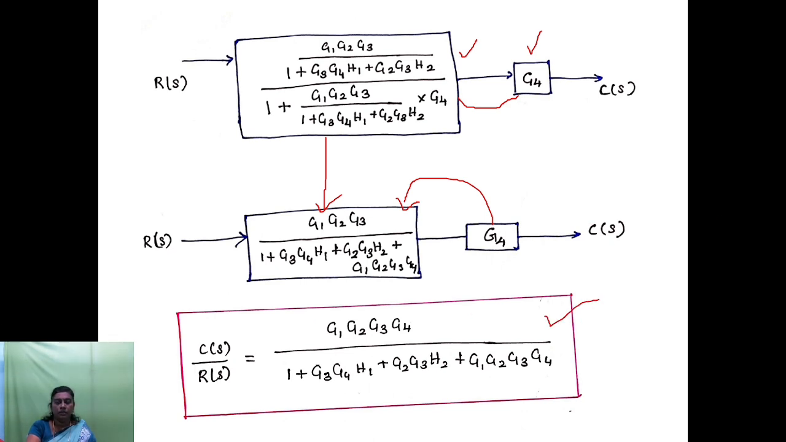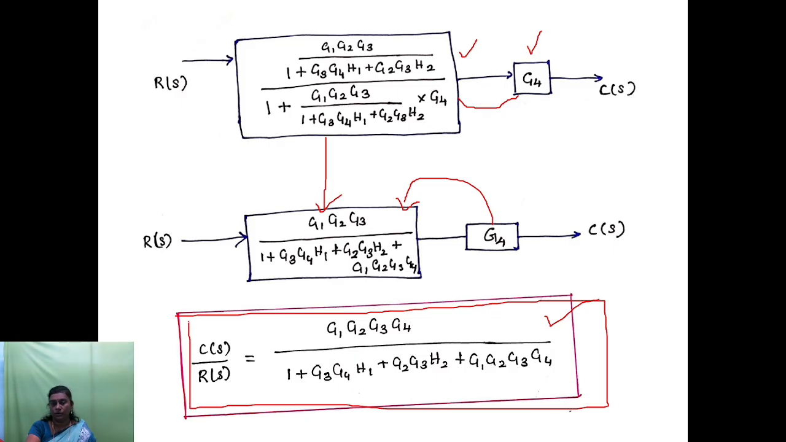So C of s divided by R of s equals, finally you have to multiply this G4 with this gain, so that we will be getting G1, G2, G3, G4 divided by 1 plus G3, G4, H1 plus G2, G3, H2 plus G1, G2, G3 and G4. So this is the final transfer function. So we have converted a complex block diagram of a system into a transfer function. By this you can easily analyze the system.